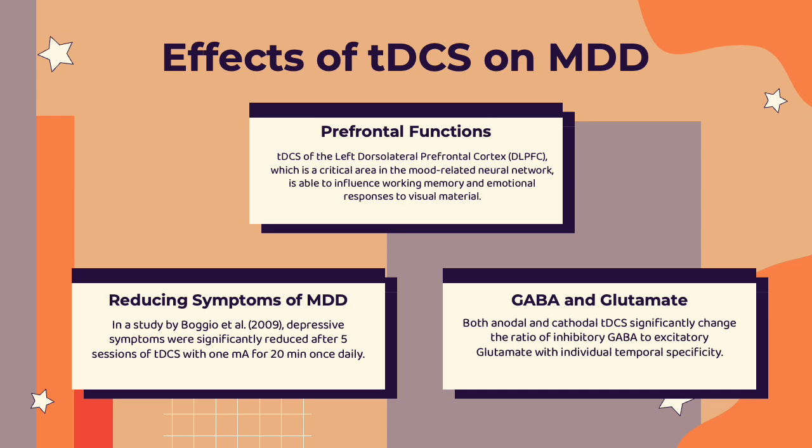Finally, in regards to GABA and glutamate, the extent to which tDCS modulates behavior is not associated with a single neurotransmitter, but instead relates to the fine-tuned balance of excitation and inhibition. Both anodal and cathodal tDCS significantly change the ratio of inhibitory GABA to excitatory glutamate with individual temporal specificity. Because decreased levels of GABA and glutamate have been found in individuals diagnosed with MDD, the balancing of these neurotransmitters through the use of tDCS proposes that it is an effective mechanism to utilize in the disorder's treatment.